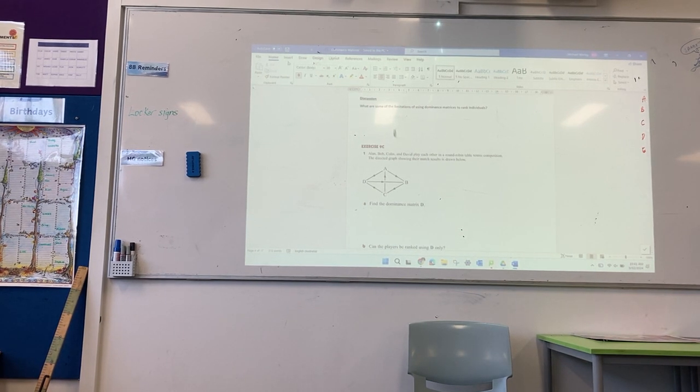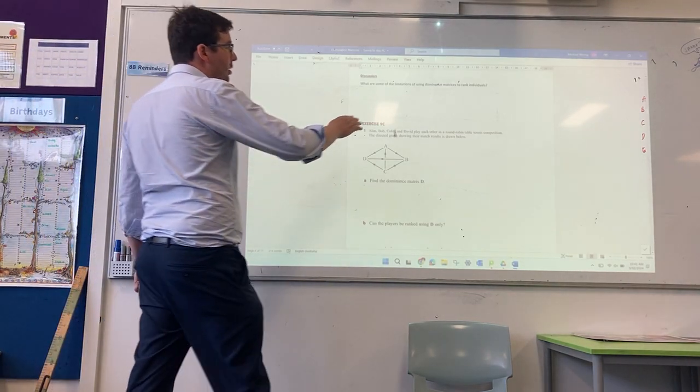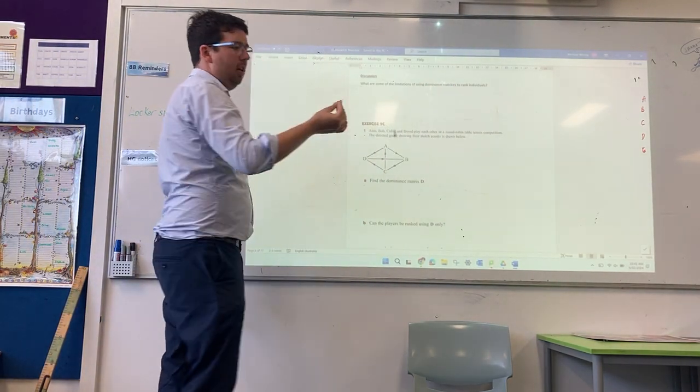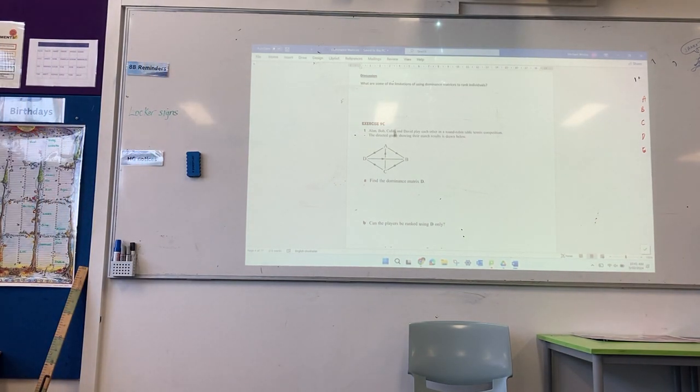Limitations? Is that the question you've got there? All right, discussion. What are some of the limitations of using dominance matrices to rank individuals? What do you think? What are some of the weaknesses of this method? Let's look at an example and come back to that question. Maybe you'll think of it as we look at this.